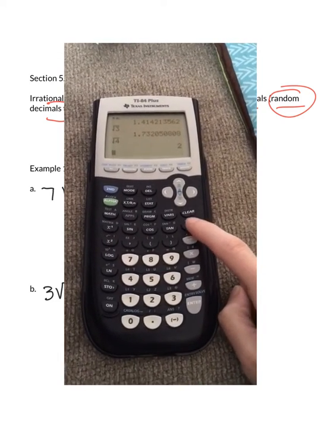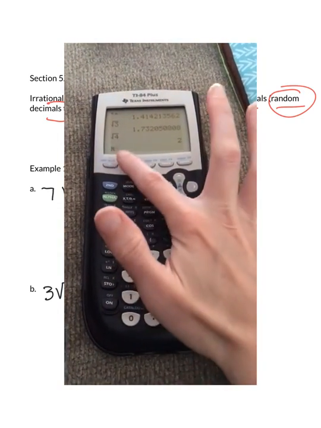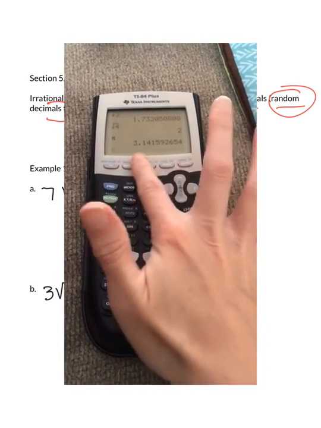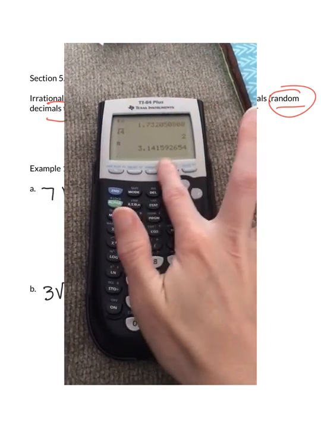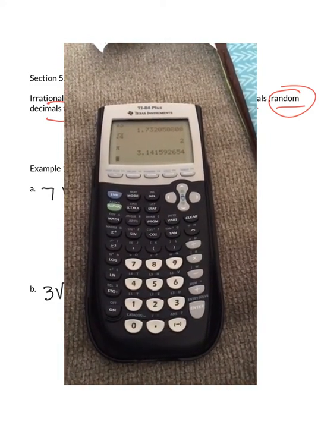Pi is located above this up arrow. So if I hit second up arrow, there's the number pi, enter. There again, just a long, never-ending decimal, random, because there's no pattern to it, so that's an irrational number.